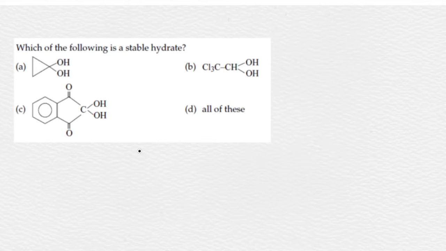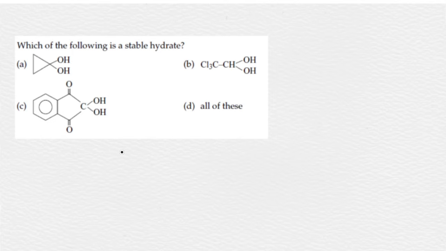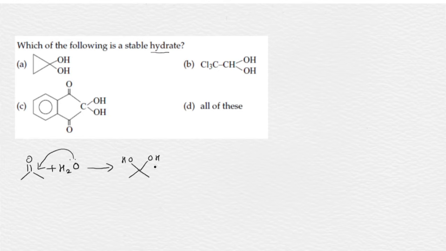Let's get started. The first question is based on the alcohols and stability of the hydrate. First, what is a hydrate molecule? In organic chemistry, whenever there is a carbonyl compound like aldehyde or ketone, and when water is added to it, it's going to form an addition product, and we call this a hydrate. You can see this water will add to the double bond here, the carbonyl carbon, right? And it's going to form a geminal diol, and this geminal diol is called a hydrate.